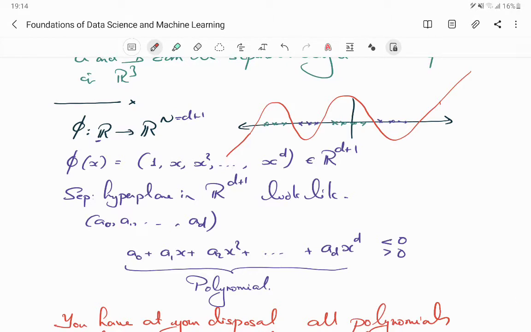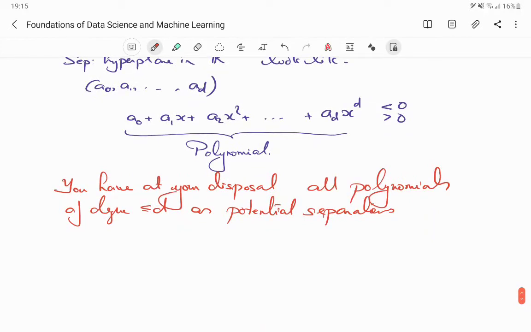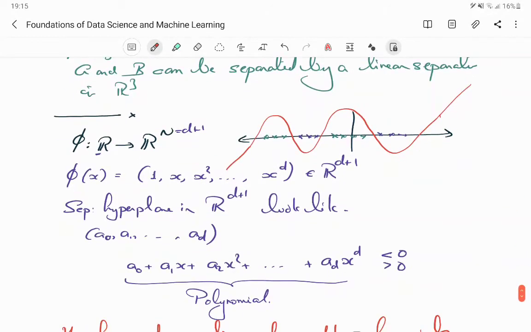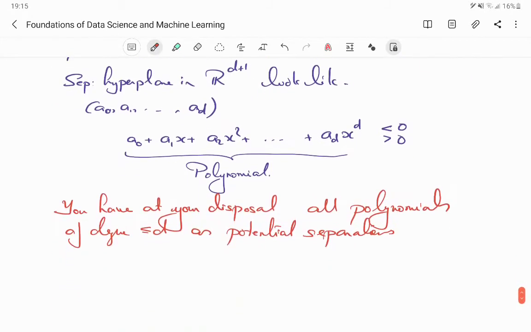So rather than fixing on a particular function, you pick your kernel so that using this kernel, the hyperplanes in that higher dimensional space will correspond to a rich class of functions in the lower dimensional space. So here the hyperplanes in this d plus 1 dimensional space will correspond to all polynomial separators of degree at most d.